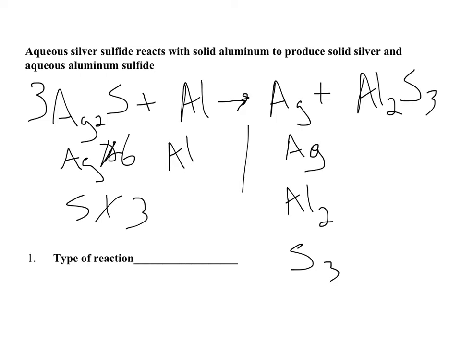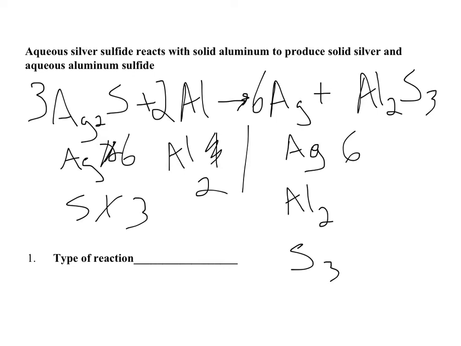And in order to balance the aluminums, I need to put a 2 in front of this aluminum, which gives me 2 on both sides. And then finally I'm going to fix the silvers by putting a 6 there, which gives me 6 silvers on both sides. So 3, 2, 6, and 1 are the coefficients here.